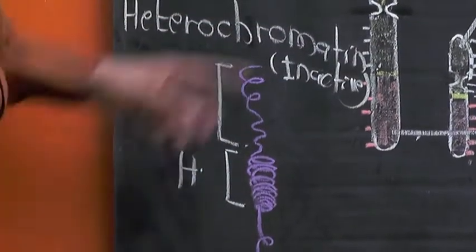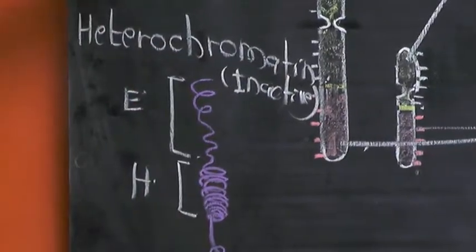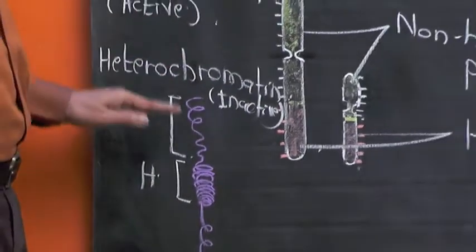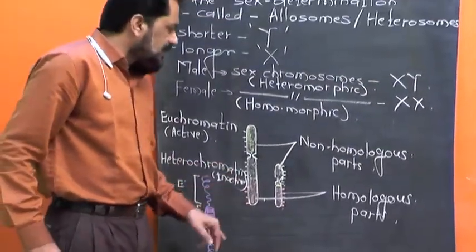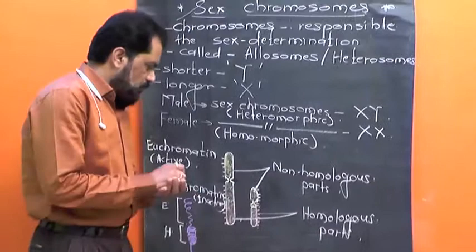It means that the X chromosome contains more active chromatin and less inactive chromatin, and exactly the reverse condition is seen in the Y chromosome.